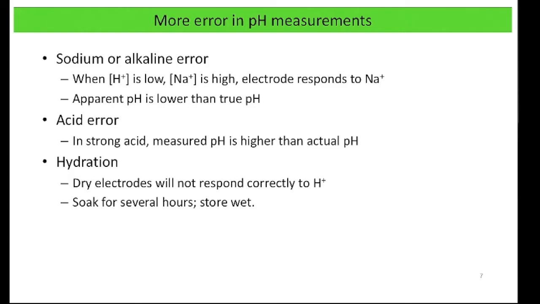There's also an acid error. So in strong acid, the measured pH is higher than the actual pH. We don't really know why this happens, we just know it does. And hydration is also important for electrodes because dry electrodes won't respond correctly to H+. So when you're doing measurements with an electrode in lab, you should make sure that the electrode is in some kind of solution at all times rather than hanging on a clamp exposed to the air.